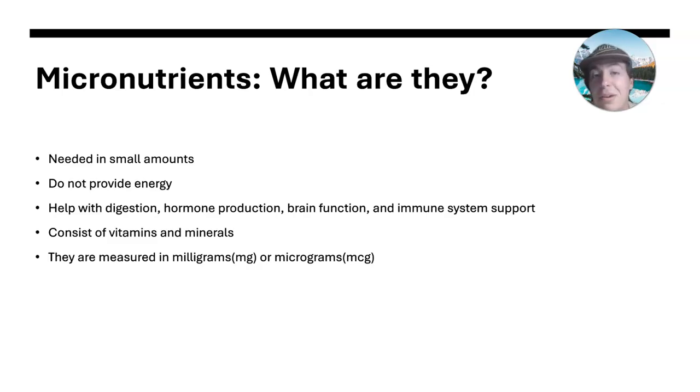Okay, next up is micronutrients. What are they? They are needed in small amounts in the body, and they do not provide energy, unlike macronutrients. They help aid with digestion, hormone production, brain function, and immune system support. They're not the primaries for that function; they just help aid it. They consist of vitamins and minerals, and they are usually measured in milligrams or micrograms.